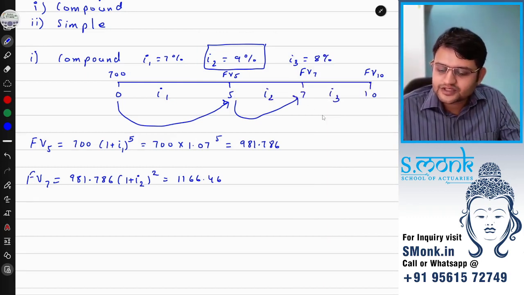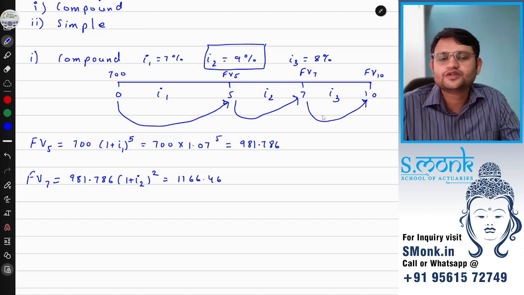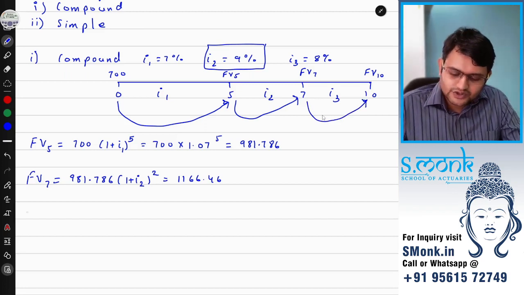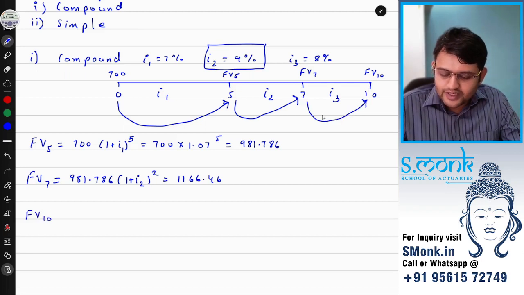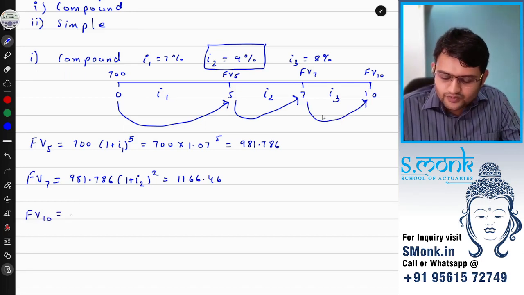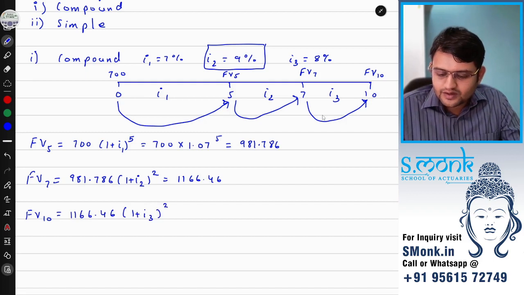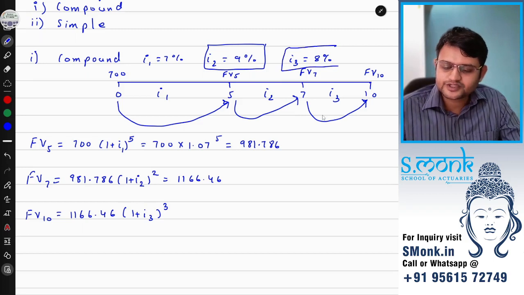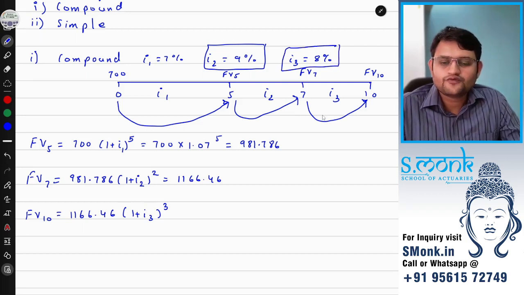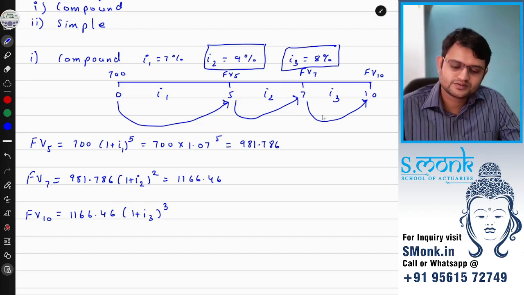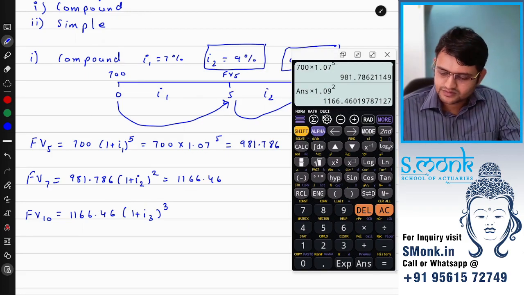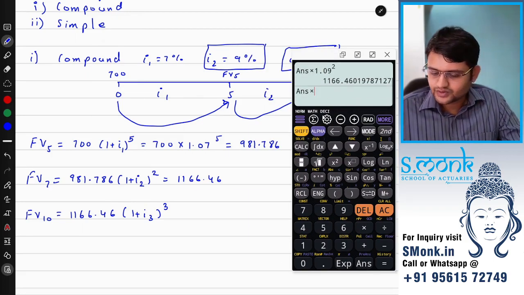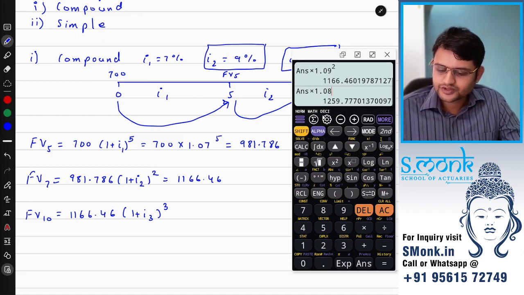After that, I am receiving interest at rate I3 for the next 3 years. So I can easily calculate what my future value at time 10 is. That is going to be 1166.46 into 1 plus I3 raised to 3. So I3 is 8%, going for the next 3 years. So answer into 1.08 raised to 3.